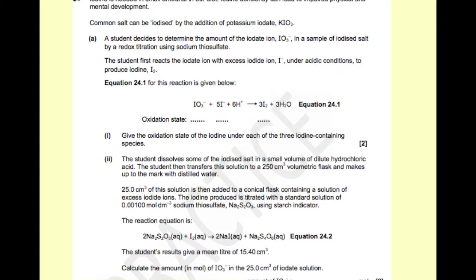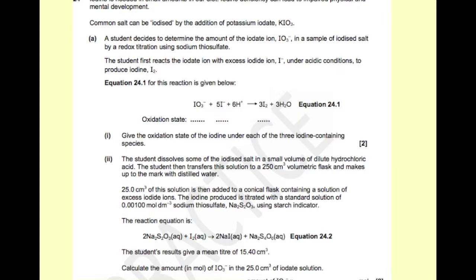Iodine is needed in small amounts in our diet. Iodine deficiency can lead to impaired physical and mental development. Waffle. Don't worry about that one. Common salt can be iodized. I've never taught anyone about iodizing of common salt. So again, just a bit of background to scare you.